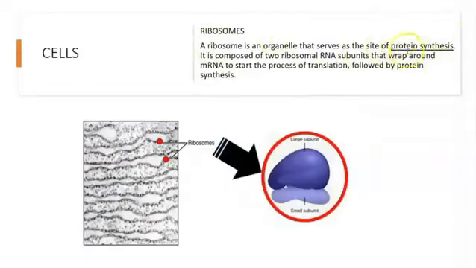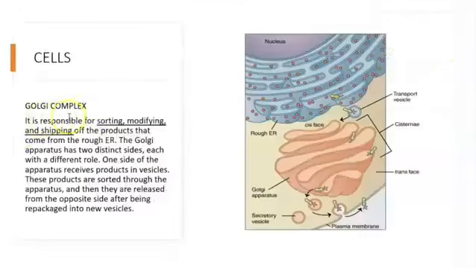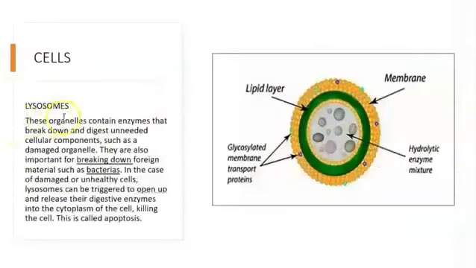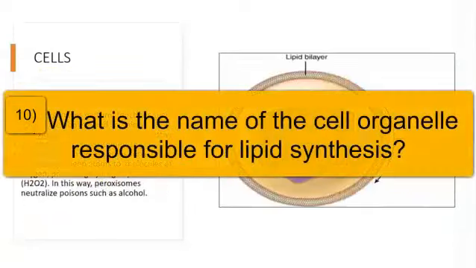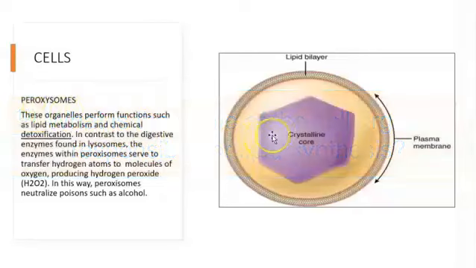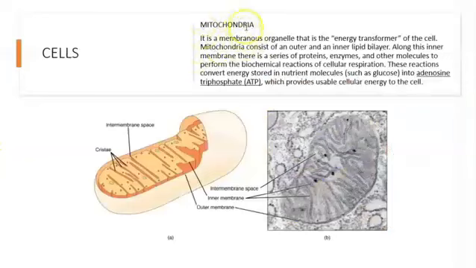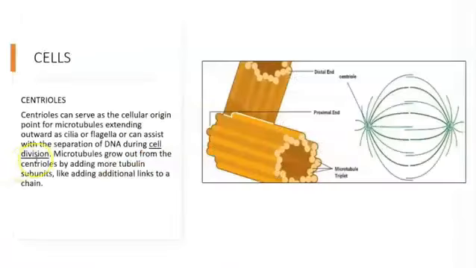Ribosomes, they are going to produce the proteins. Golgi complex, they modify the structures that the proteins are going to have in order to release them. Lysosomes, that's where, as I mentioned, for example, bacteria get destroyed. Peroxisomes, they're going to have chemicals to detoxify the cell. And mitochondria, where we are going to produce ATP. The centrosomes are going to produce the mitotic spindle necessary for cell division.